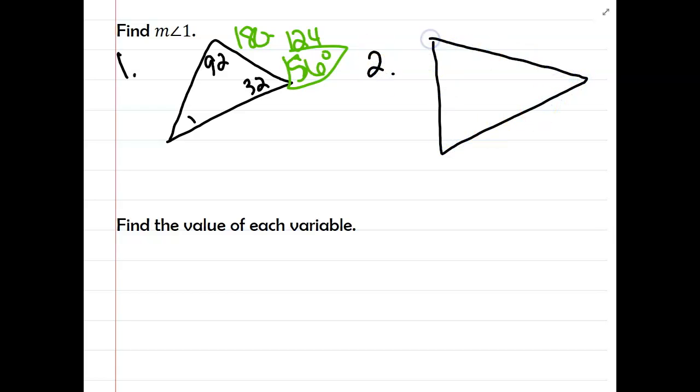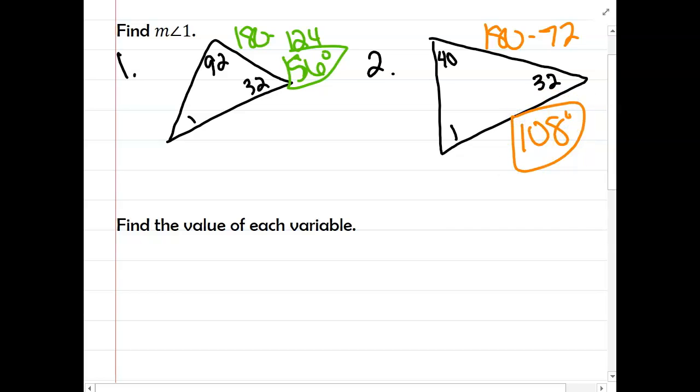Okay, got this triangle here. This bottom left angle is going to be angle 1. That's what we're looking for. This top angle is going to be 40, and then the other one will be 32. And same idea, right? Even though the triangle looks different, I still know that all 3 of these add up to be 180. So if I add these together, I get 72. So to find the third one, 180 minus 72 is going to be 108 degrees. Okay, not too bad, right?